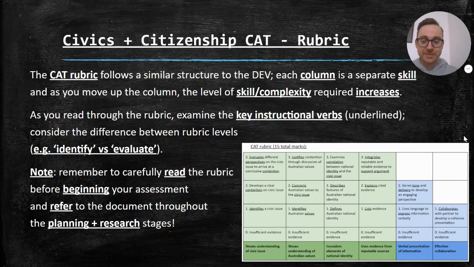You should be referring to it during the planning, the research, and the rehearsal stages. Because really, if you're putting together an amazing presentation, but you're not doing what the rubric's asking, you're not going to get the grade you deserve. So you should be using this as your guide, as your checklist throughout the planning process, throughout the entire CAT.